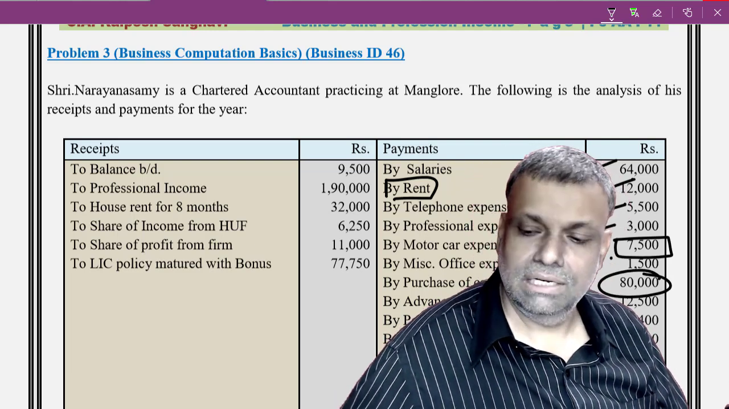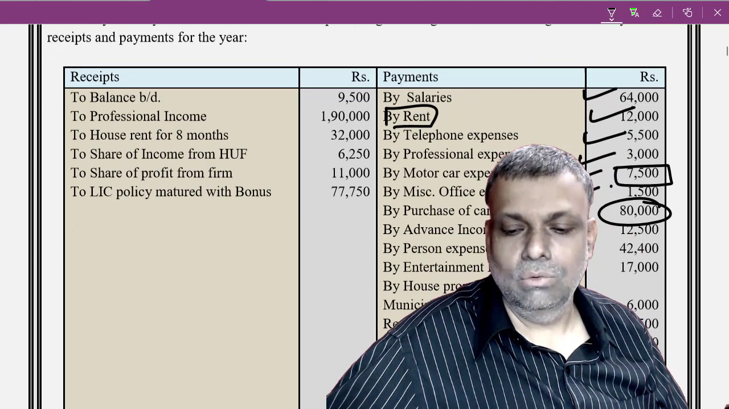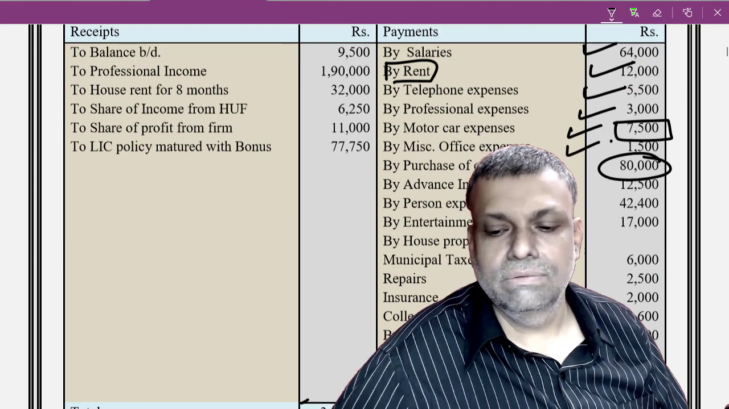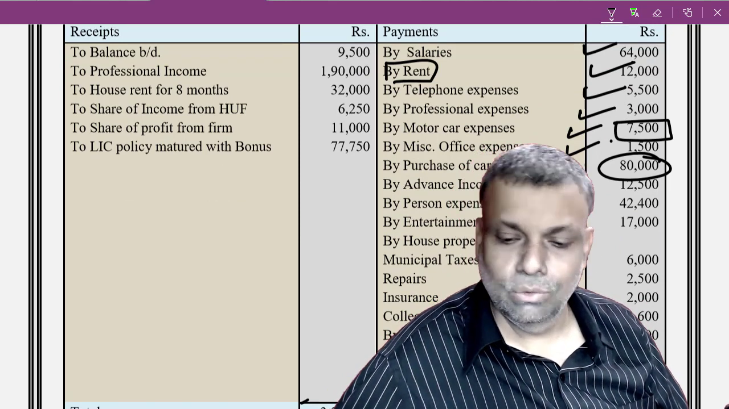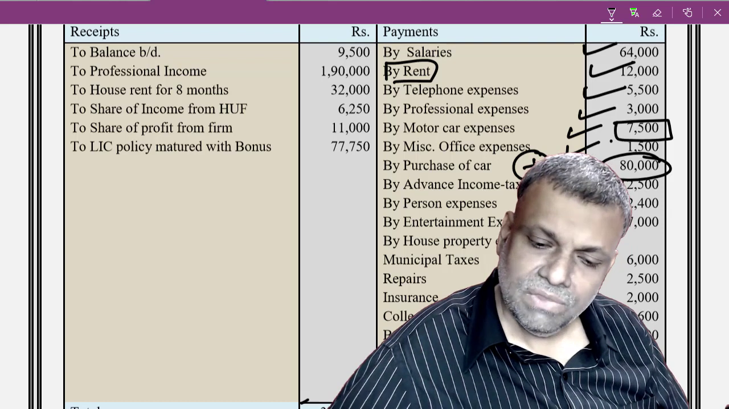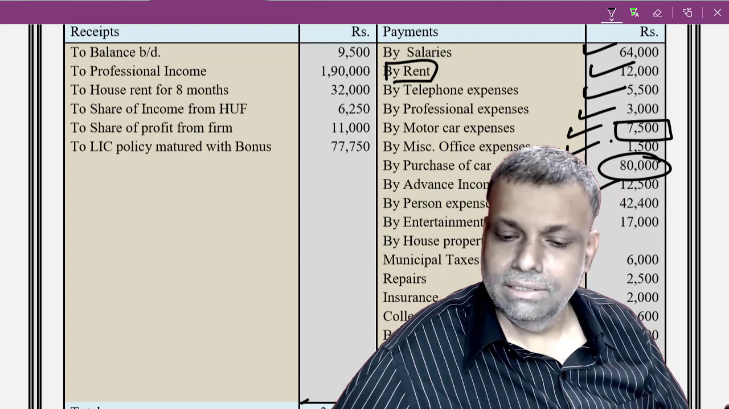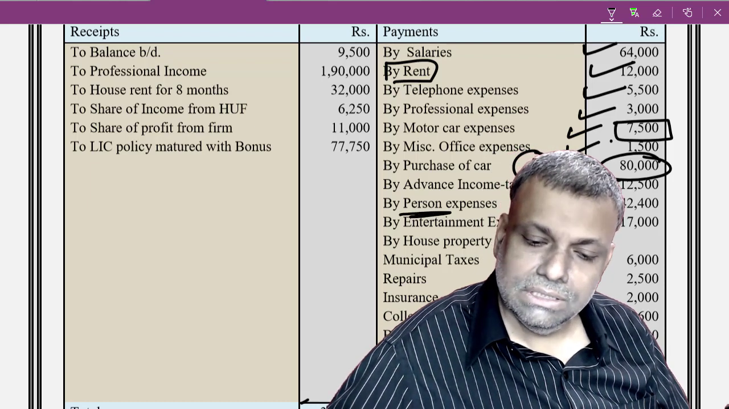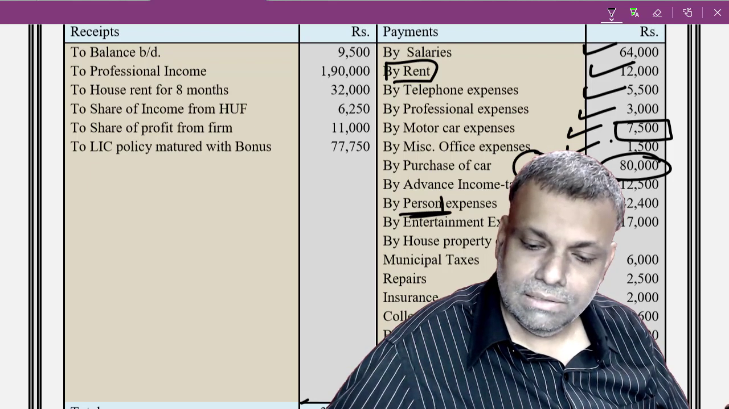Now, purchase of car, this you have to add because the purchase of car is a capital outlay. Okay, so these 80,000 you have to add. However, depreciation on that you have to deduct. So depreciation I have already told you. So add this. Now, advance income tax, which is 12,500, it is not permitted. So add. Personal expense, it is clearly printed personal expense. So personal expense you have to add.